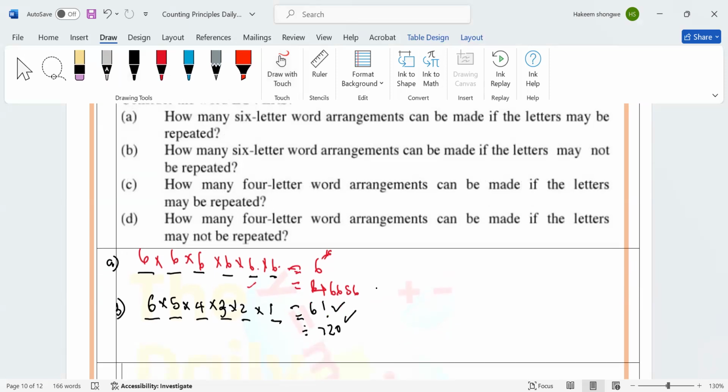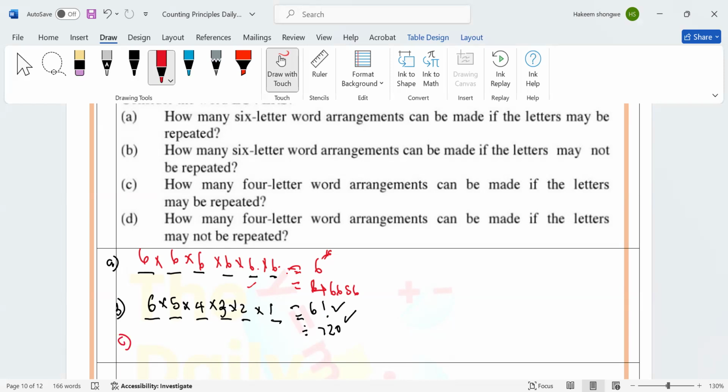Next, number C. How many 4-letter words? Instead of creating 6-letter words, how many letters are we creating? 4. All in all, we have 6 objects, but we are creating 4-letter words. You can't use factorial because the tasks that you are performing and the objects that you have are not equal. Like number A, we had 6 spaces and 6 letters. Because repetition was allowed, we can't use factorial. We can only use factorial if repetition is not allowed.